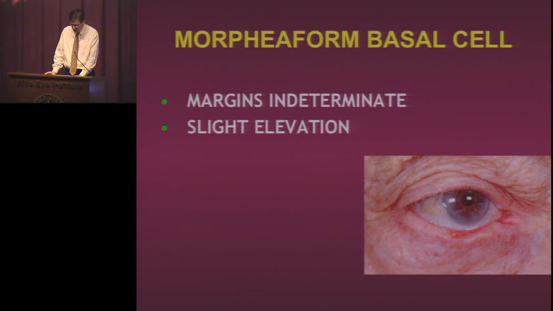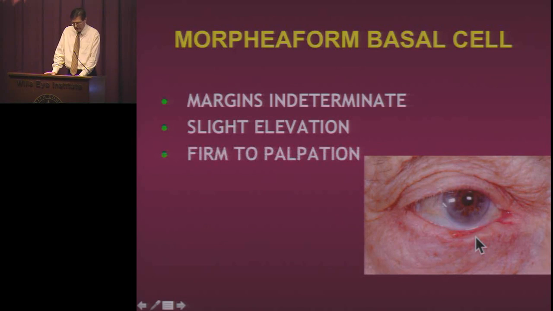Morpheoform is harder to know. Here we have lid lash. We have sort of an excoriated lid margin, but it doesn't look pearly. It doesn't look nodular. Slight elevation, but these are the ones that we're more scared of because we can't tell where they start, when they end, and patients don't come in early for these. They just think they have an irritation.